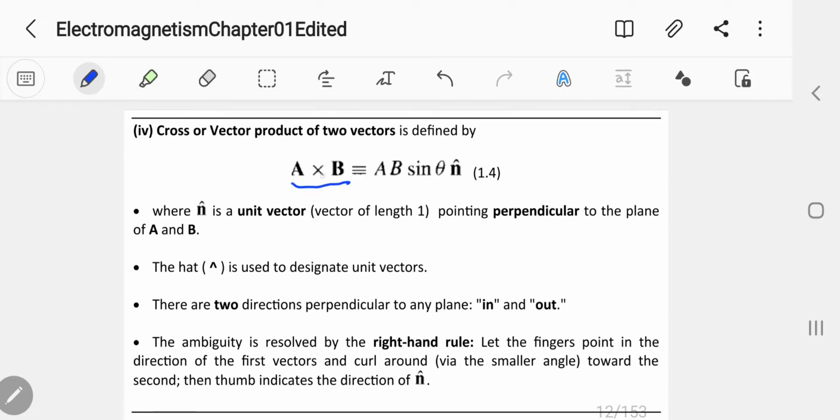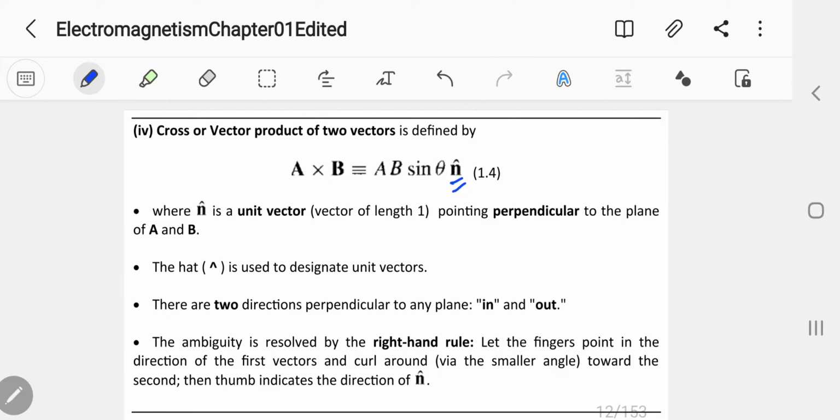So A cross B, the symbolism of the cross product is the cross, is equal to AB sine theta. For the scalar product, you have AB cosine theta, but for the cross product, you have AB sine theta. A is again the magnitude of the vector A, and B is the magnitude of vector B, and N is the direction that is determined by your right hand.